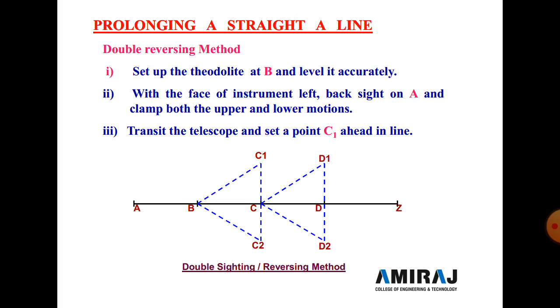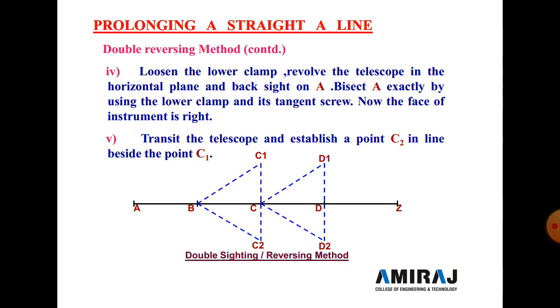Then with the face of the instrument left, take a backsight on point A, clamp both the upper and lower motion screws, transit the telescope and set the point C1 ahead of the line. So we rotate the telescope in the vertical direction and set the C1 point. Then loosen the lower clamp and revolve the telescope in the horizontal plane, and backsight on A exactly by using the lower clamp and tangent screw.